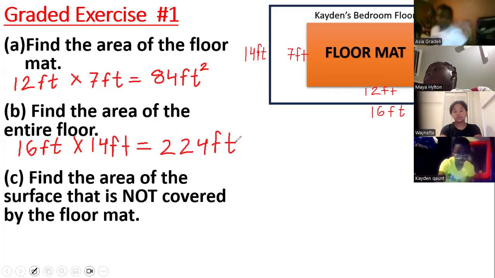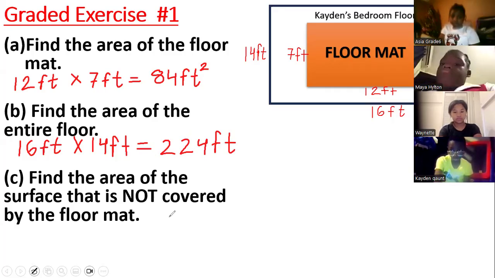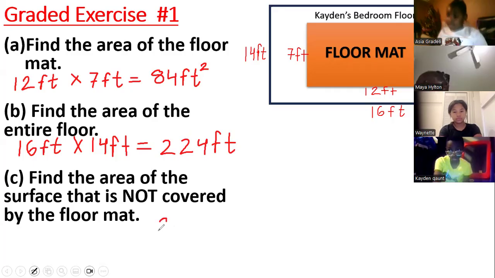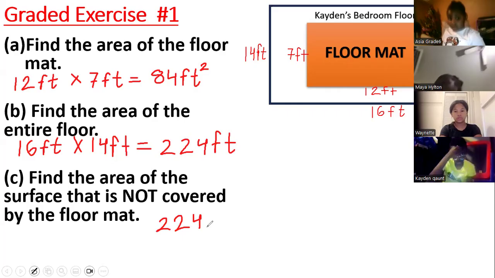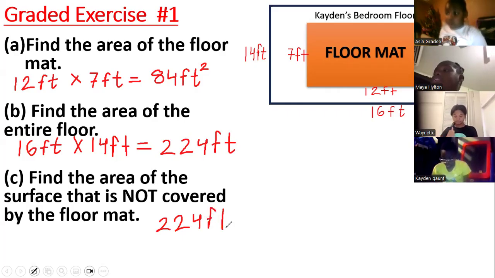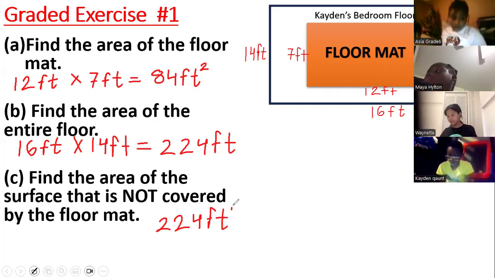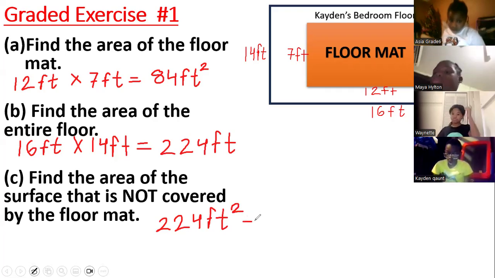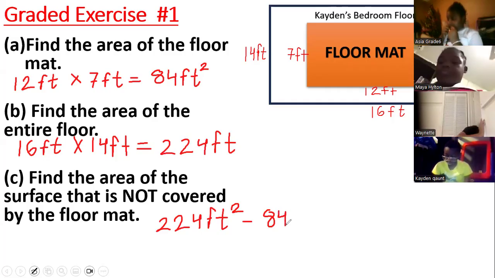That's good. Now find the area of the surface that is not covered by the floor mat. What we're going to do is subtract, right? Subtract your two answers. It's going to be 224 feet squared minus what? Minus 84 feet squared. Very good. And what did y'all get for that one?